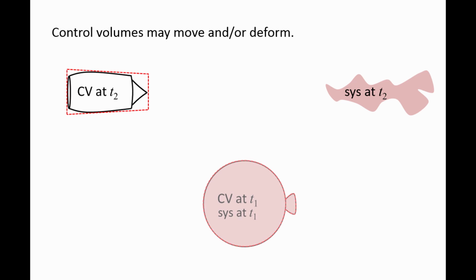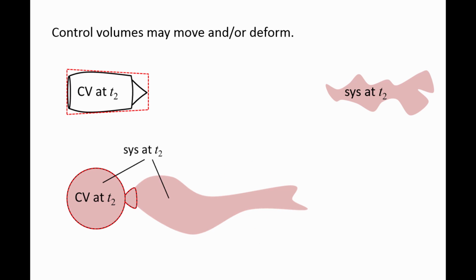On the bottom of the screen, we have an example where the control volume moves and deforms. A balloon is initially filled with air at time t1. The control volume is outlined by the surface of the balloon and the system is shaded in pink. At this time, both the control volume and system occupy the same region of space. Air is allowed to escape, and at a future time t2, the control volume has moved to the left and become smaller, while some of the system has left the balloon.